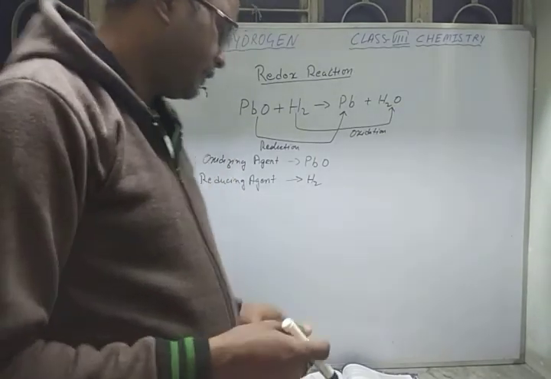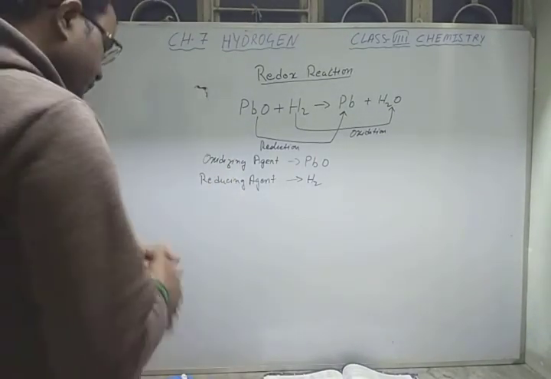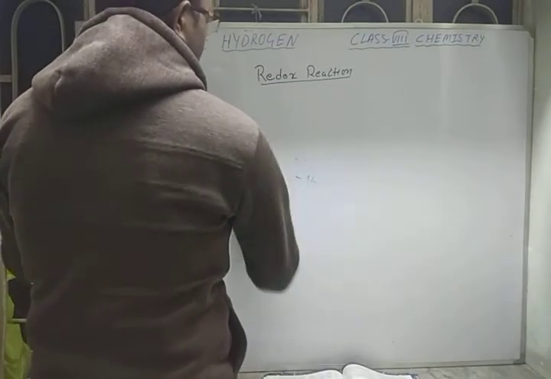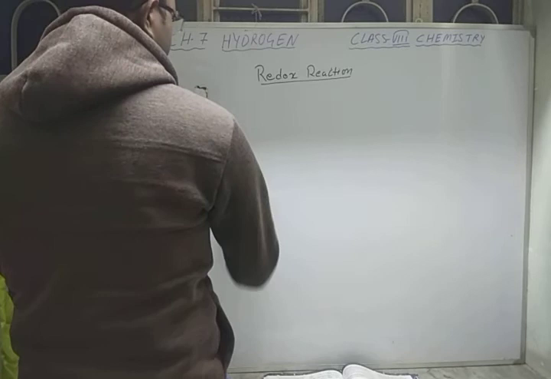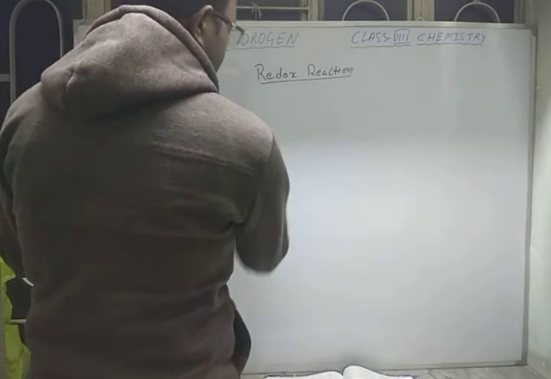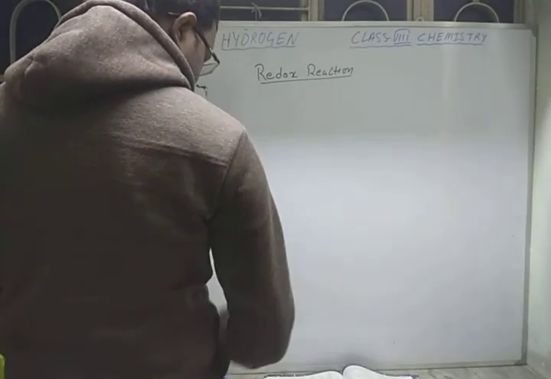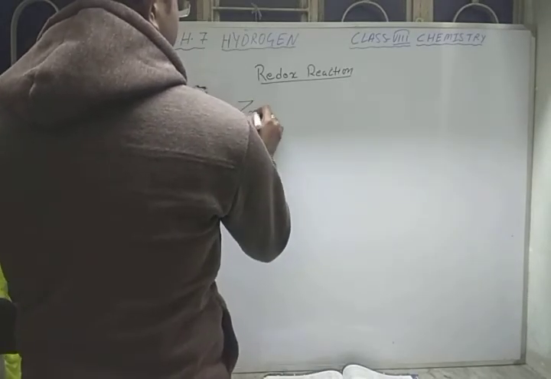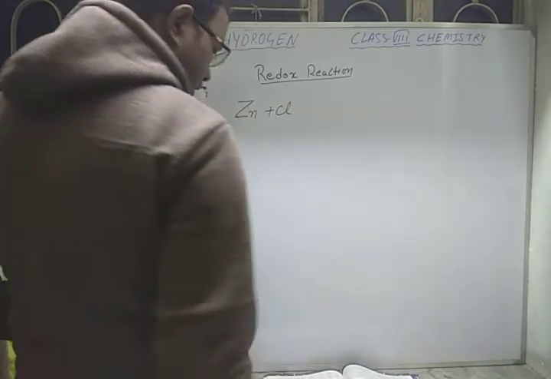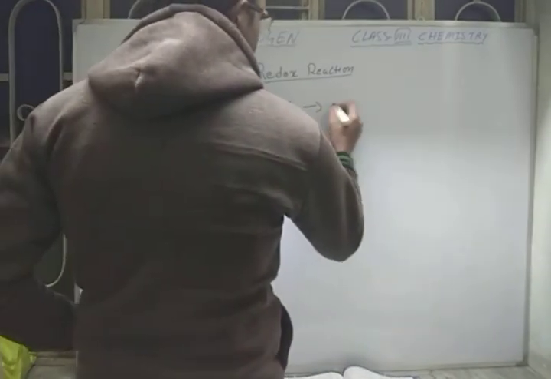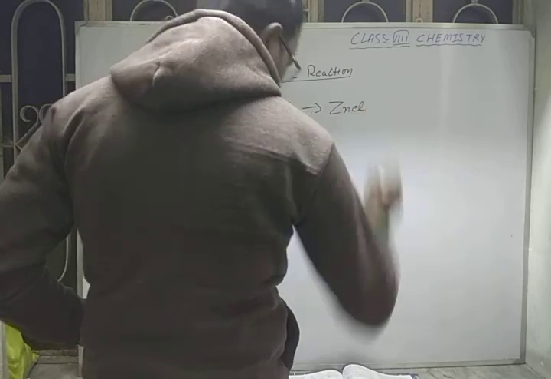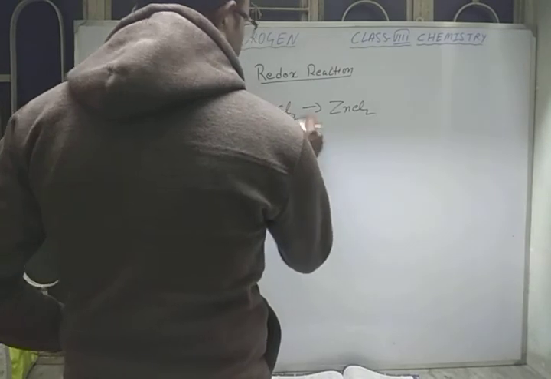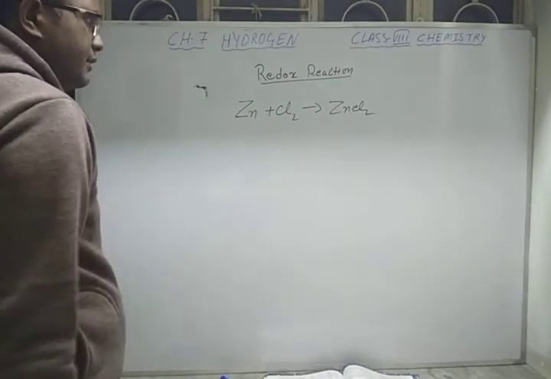Okay, so we will see these things on the board. Let us see how the loss of electron and gain of electron forms an oxidation and reduction reaction. Suppose the example that is given is Zn plus Cl2, it gives ZnCl2. Okay, so it is ultimately a balanced chemical equation.